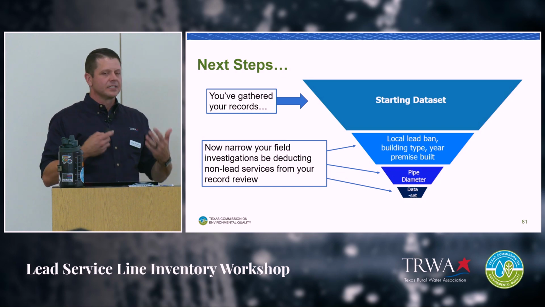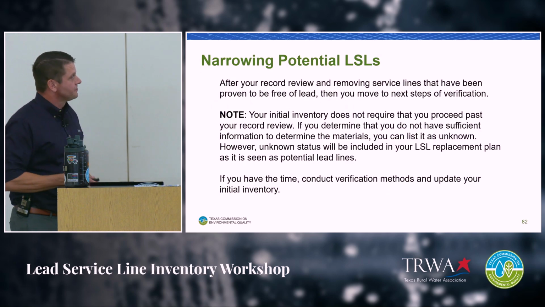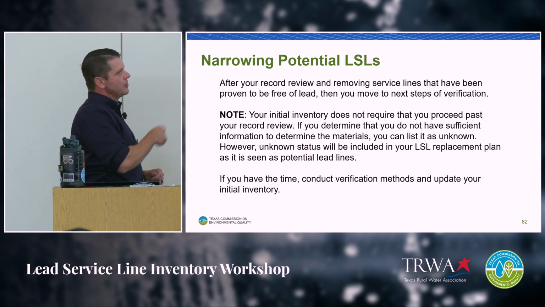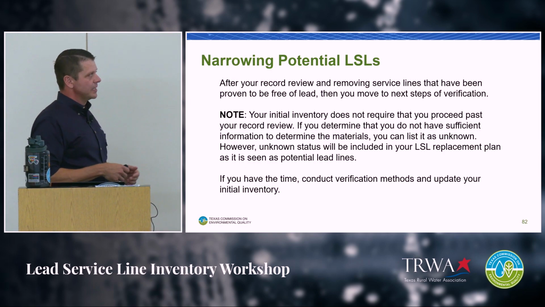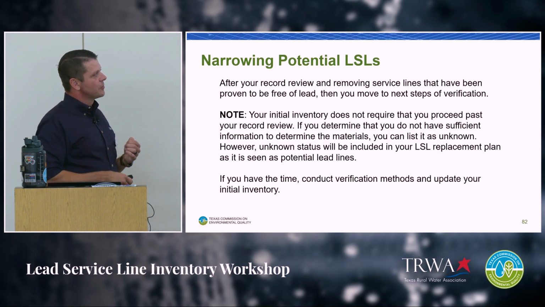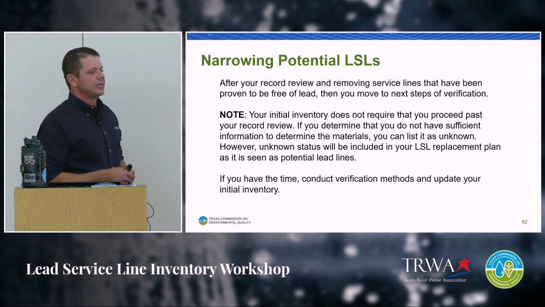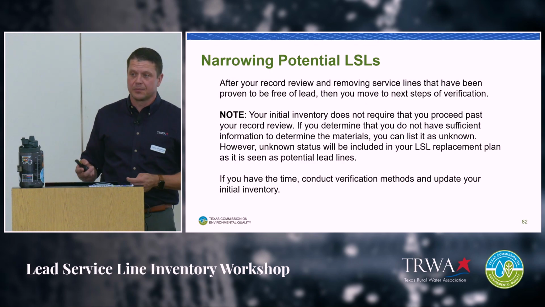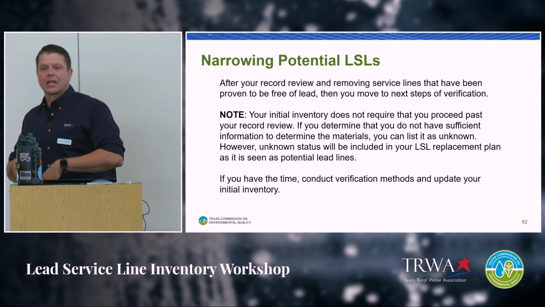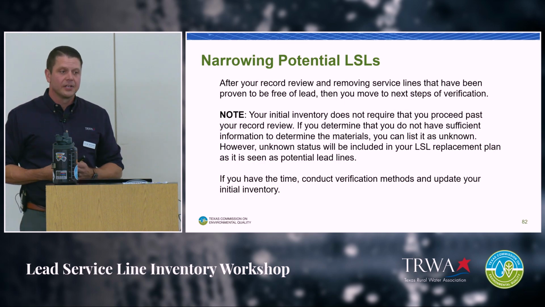Now you're going through the next ones. This is where it gets a little bit more in-depth. This is where, in some cases, you've got to get a little creative. After your record review and removing the service lines that have been proven to be lead-free, you're moving on. Your initial inventory does not require that you proceed past record review. You can put unknown. You want to make sure that that is understood, because that was also a common misunderstanding when this rule came about, or at least the conversation of the rule a couple years ago, that you can't put unknown. You can. For initial inventory, it is perfectly fine to do so.